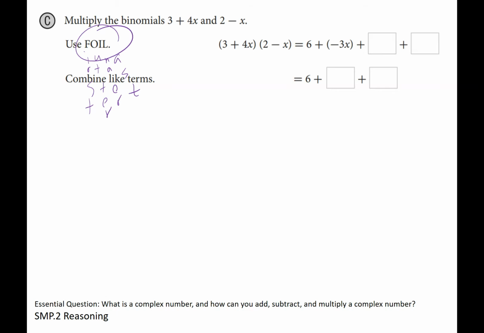All right, so we're going to multiply our firsts together first. So 3 times 2 is 6. And then our outers would be 3 times negative x is negative 3x. And then we're going to multiply our inners. So 4x times 2 is 8x. And then our lasts, we're going to multiply 4x times negative x is negative 4x squared.